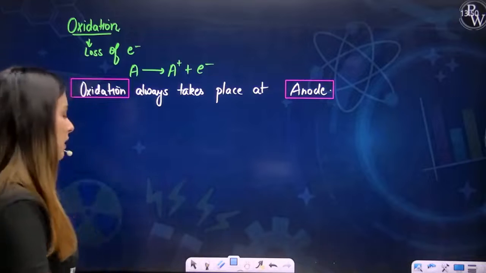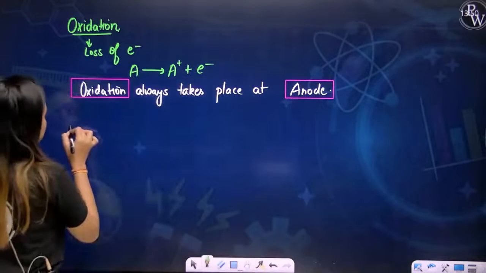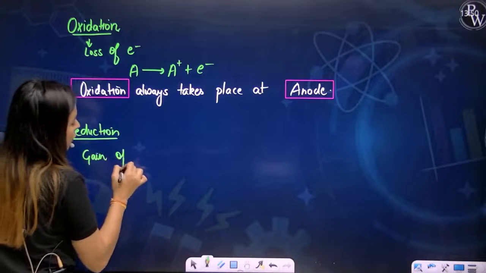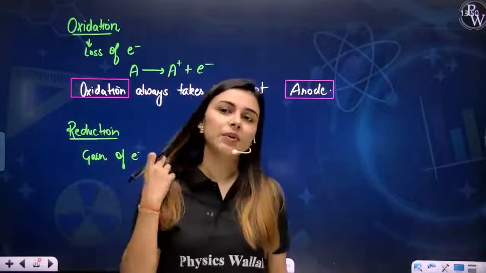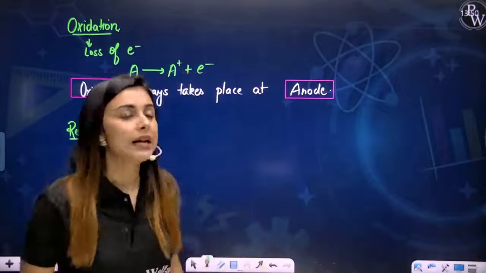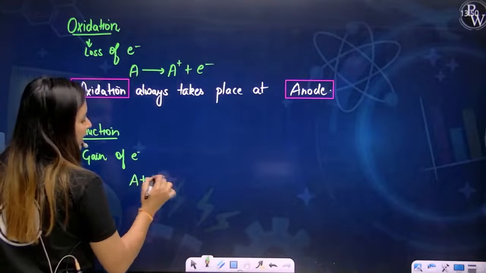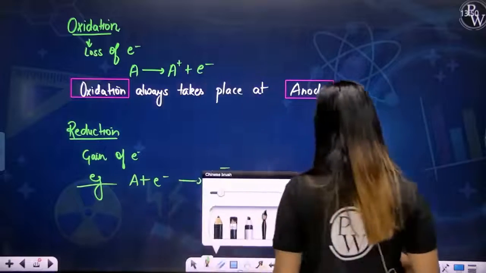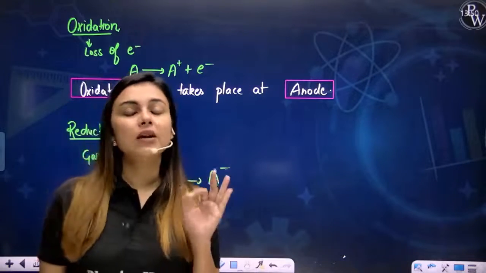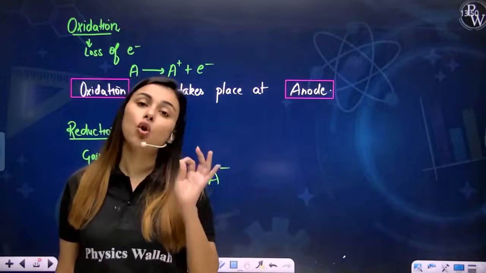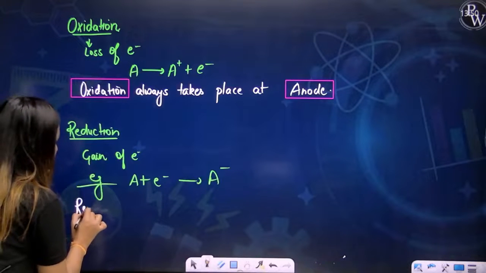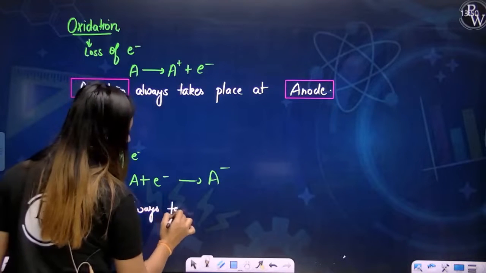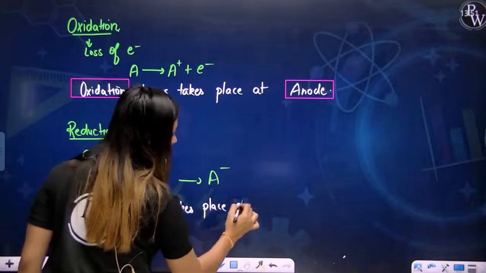Okay, let's talk about the other thing. Now we are going to talk about reduction. What is reduction? Reduction is actually, my dear students, gain of electron. Whenever an element or an atom gains an electron, it is known as reduction. Let's take an example. Imagine A gained an electron. This will form A-. So this is what is known as gain of electron. Reduction, always gain of electron. Now, reduction always takes place at cathode. So you can write that reduction always takes place at cathode.